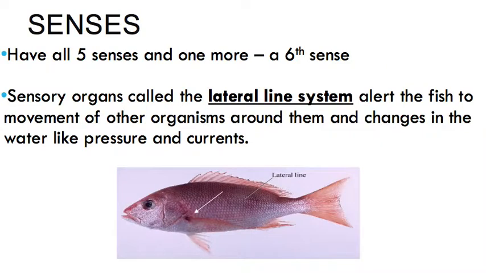Right. And then the last thing for this set of notes is their senses, and they're going to have all 5 senses like we do, but they're also going to have an additional 6th sense, which is the lateral line system. That lateral line just goes along each side of the body, and you can see here on this fish, it's this thin little line right here, and that has sensors on it, or cells that can help detect movement of other organisms around them and changes in the water, like pressure and current.